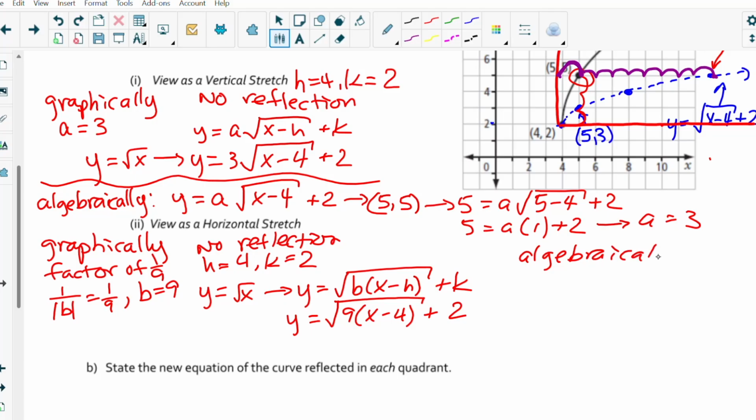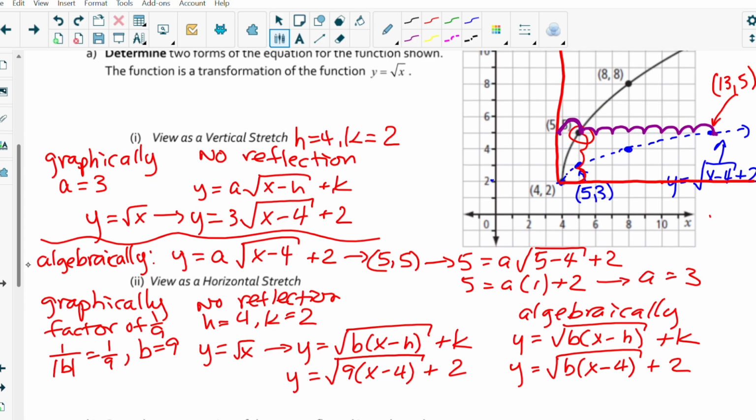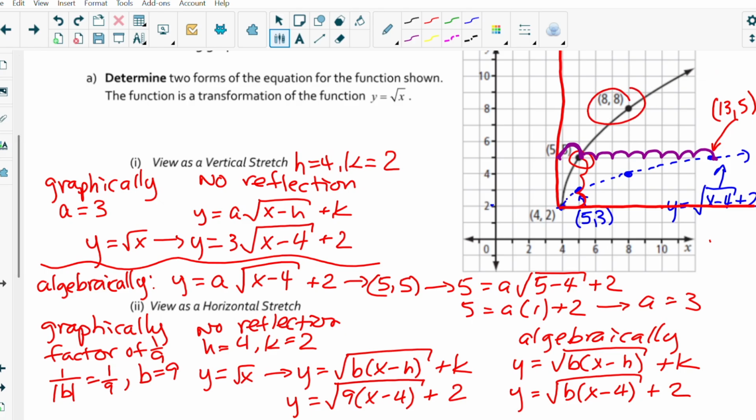Algebraically, if I look at y equals square root of b times x minus h plus k, I don't know what the b value is, but I know h is 4, and I know k is 2. So I'm going to pick any point. Let's pick (8, 8).